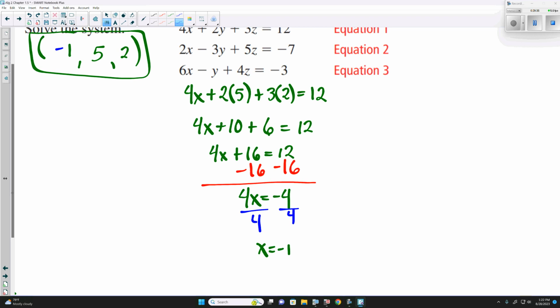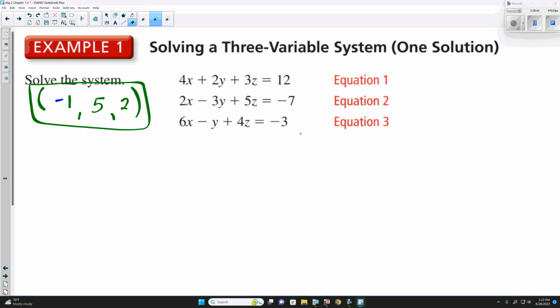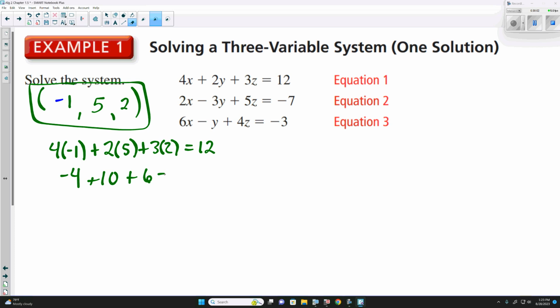Now, if we want to check this, all I would need to do, I'm going to erase this here, try it one more time, is plug the variables back in. So I could say 4 times negative 1 plus 2 times 5 plus 3 times 2 is equal to 12, and then work this out. 4 times negative 1 is going to be negative 4. 2 times 5 is 10. 3 times 2 is 6. Negative 4 plus 10 is 6. 6 plus 6 is indeed 12, so that one works.